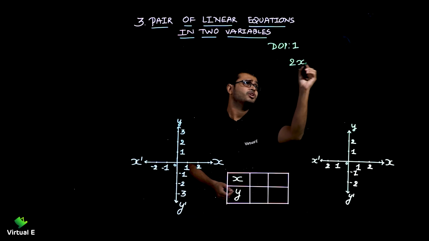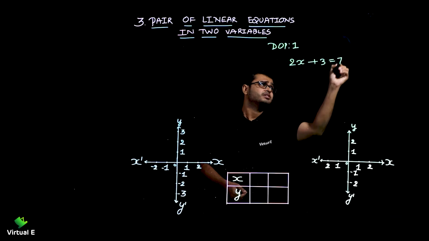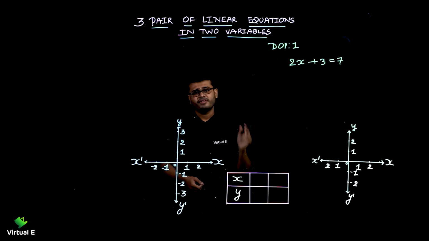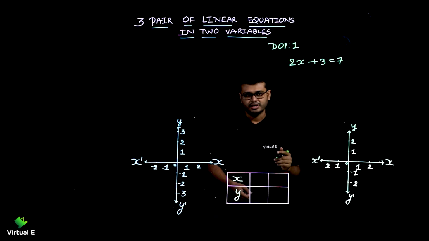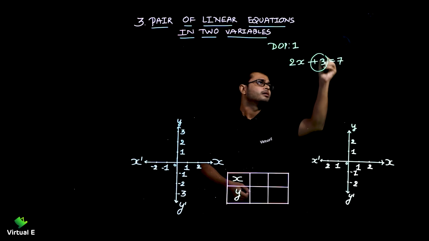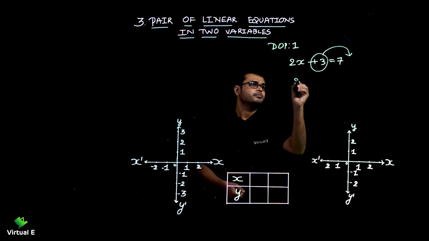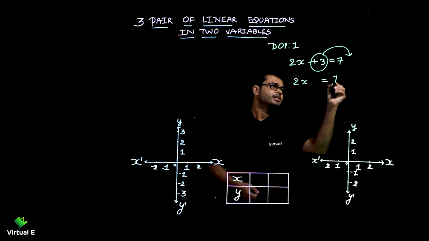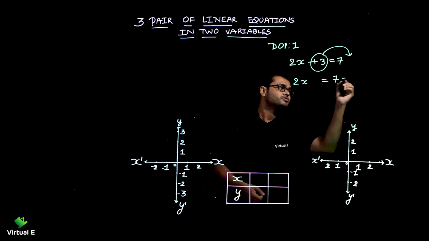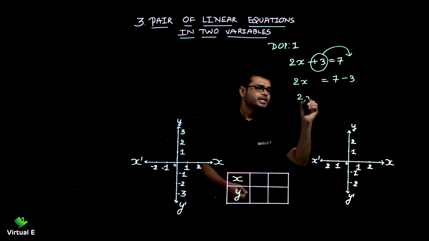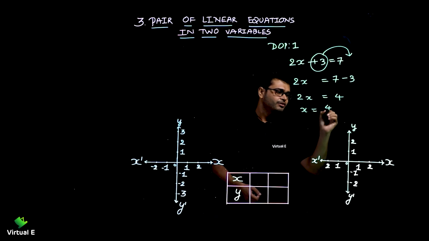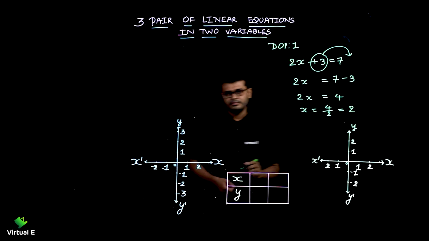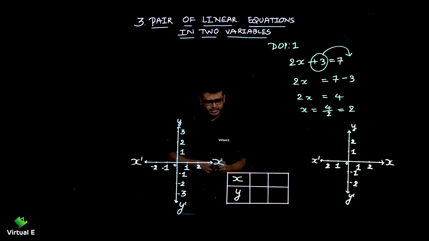Let's take an example of 2x plus 3 is equal to 7. We want to find the value of x such that LHS and RHS are equal. Let's do that. First of all, I will be shifting 3. So that will make 7 minus 3, as the sign will be changed. 2x is equal to 4, and let's get the final value of x, which is 4 divided by 2. So the final value of x is 2.